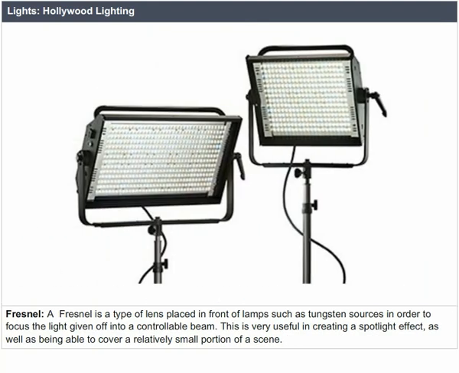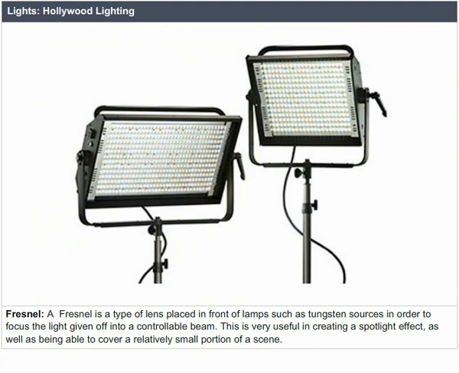Fresnel. A Fresnel is a type of lens placed in front of lamps, such as tungsten sources, in order to focus the light given off into a controllable beam. This is very useful in creating a spotlight effect as well as being able to cover a relatively small portion of a scene.